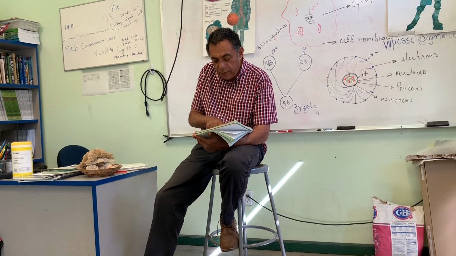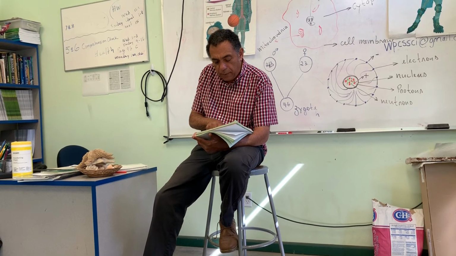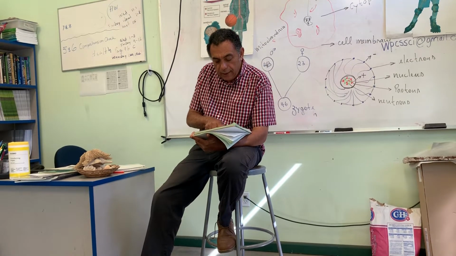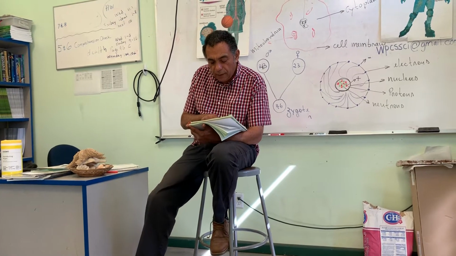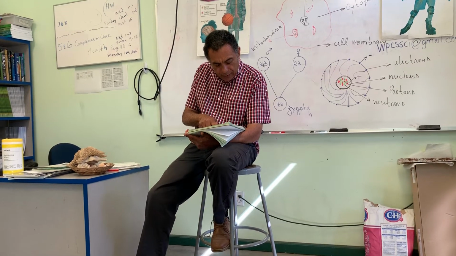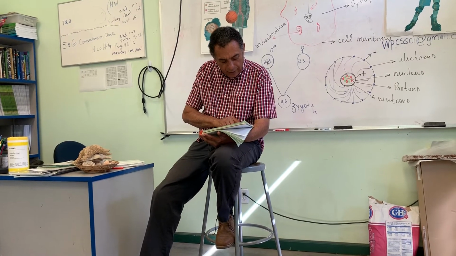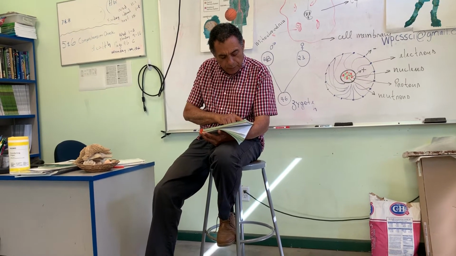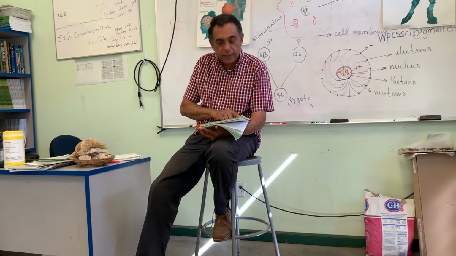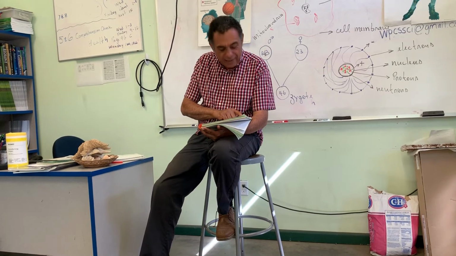Who was the first to devote an entire book exclusively to microscope observation? Number 3 is Robert Hooke. And the 2 parts of the cell theory are what? All living things are composed of living units called what? Cells. And all cells come from pre-existing cells.